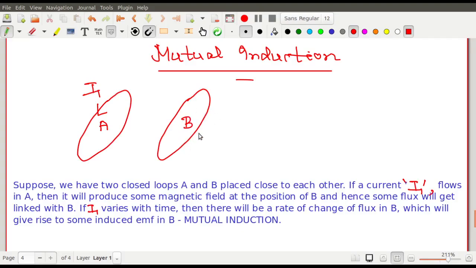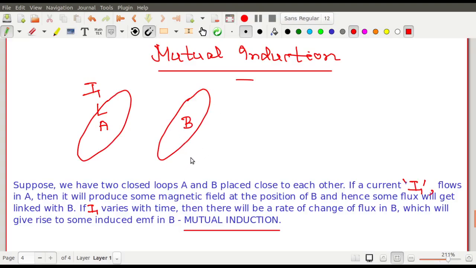And wherever there is a change in flux, যখনই flux change করবে সঙ্গে সঙ্গে কি হবে? Where there is a change of flux, there will be an induced EMF. As soon as there is a change in flux, there will be an induced EMF in the circuit. Circuit এ একটা induced EMF থাকবে. There will be an induced EMF in B. And this effect is known as mutual induction. That means the effect of A on B. A এর effect B এর উপরে. The effect of A on B.